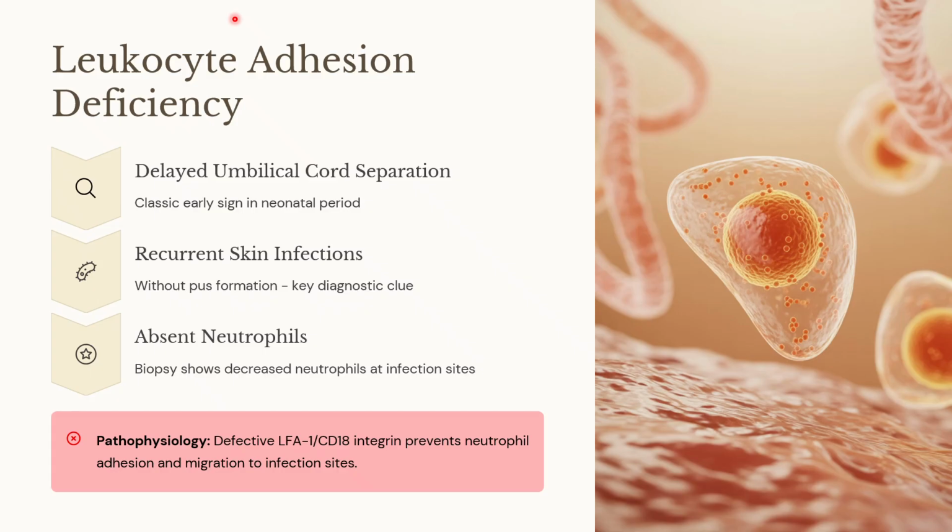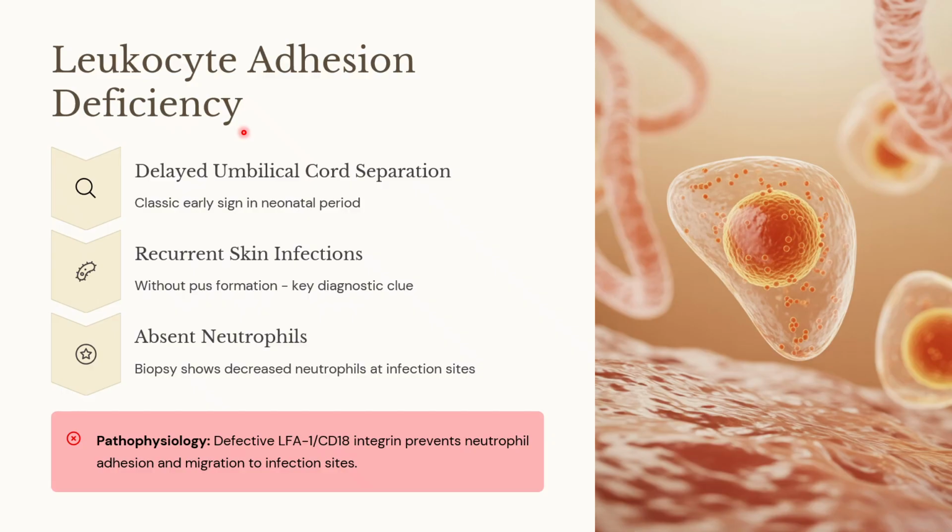If the leukocytes or neutrophils are unable to adhere, it results in a deficiency known as leukocyte adhesion deficiency. Here there is a defective LFA-1 CD18 integrin, which will prevent neutrophil adhesion as well as migration to the infection sites. This is in particular seen in leukocyte adhesion deficiency.